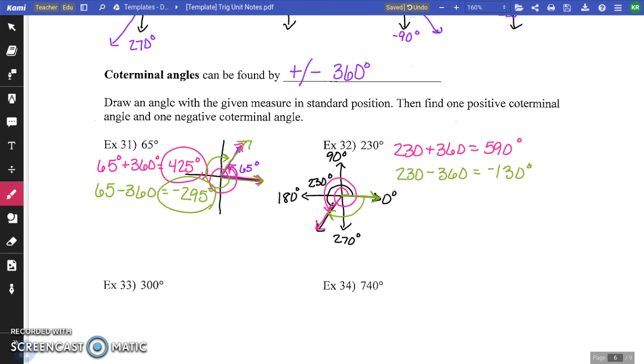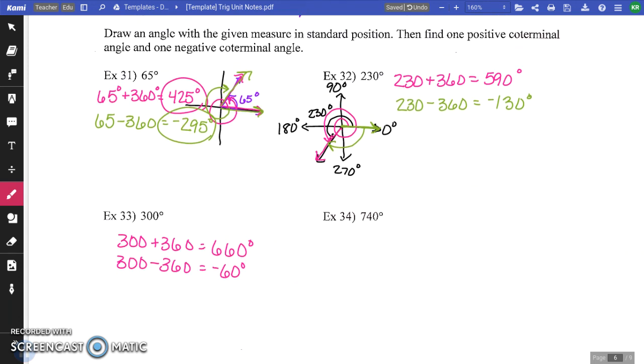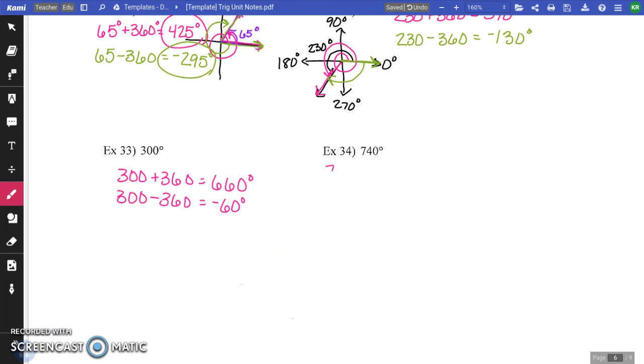Okay, so then for 300, same thing. You can add 360, so that would give you 660. 300 minus 360 would give you a negative 60, so that gives you one positive and one negative coterminal angle. Okay, 740, if we add 360, that's going to take us to 1100. Okay, so there's a positive coterminal angle.